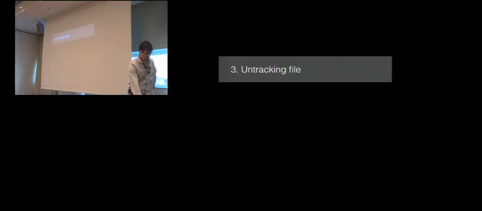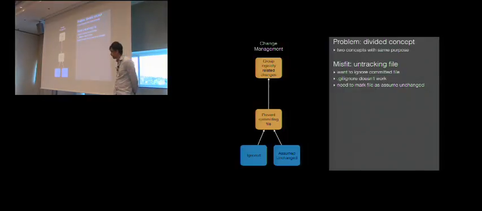For untracking files, the problem is that assumed unchanged and ignored files violate the non-division criterion. The same purpose, preventing committing a file, motivates both ignored and assumed unchanged. And this means that the user needs to learn a whole other set of commands to do the same thing that the ignore mechanism already provides.